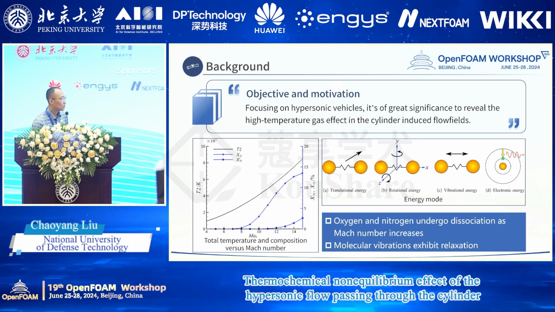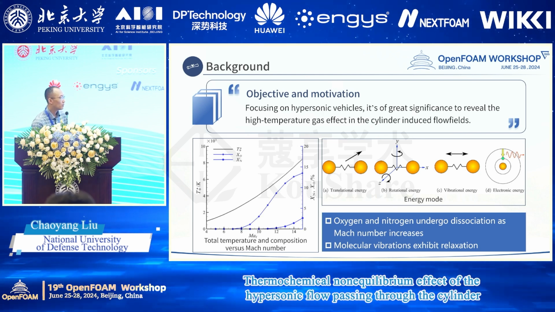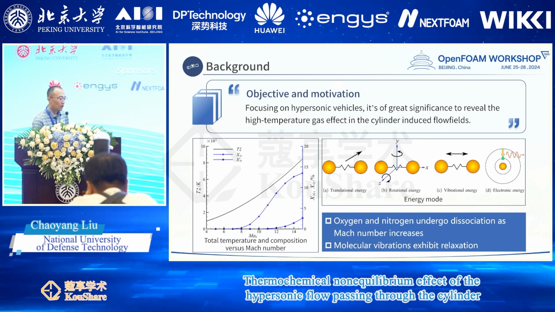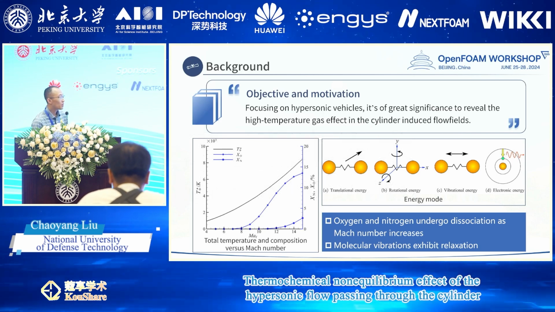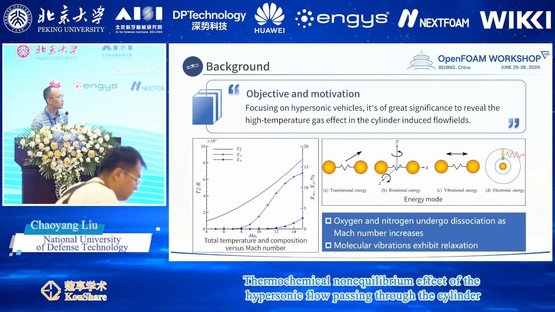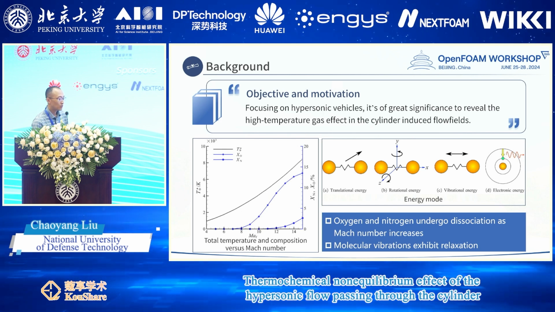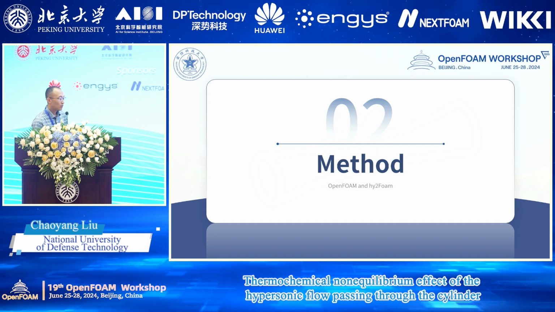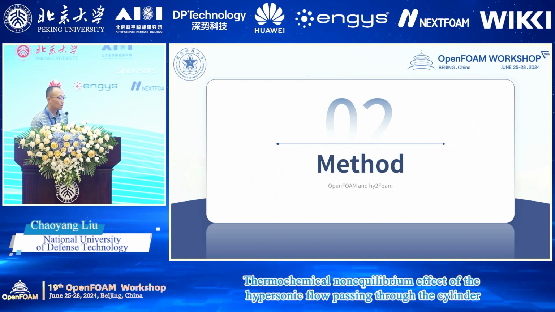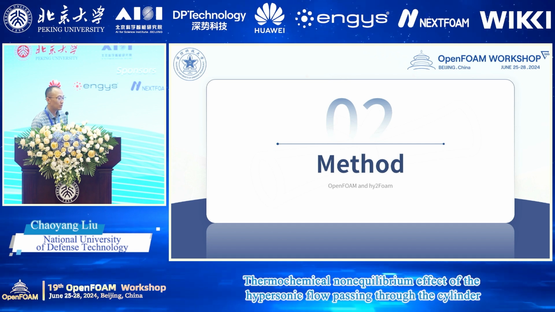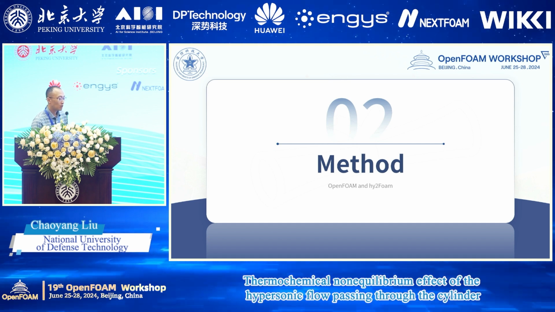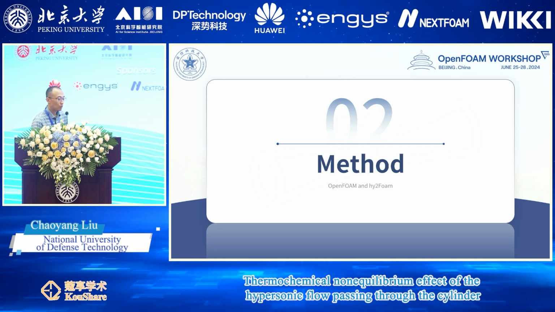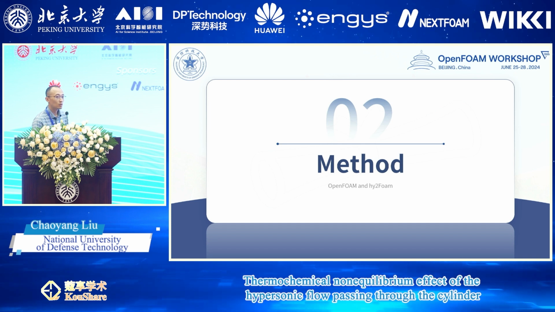Oxygen and nitrogen undergo dissociation as Mach number increases, and molecular vibrations exhibit relaxation. Due to the limitations in the experimental level and the cost, it is necessary to conduct in-depth research on hypersonic non-equilibrium using the CFD method. Considering the cost of flight and ground experiments, only limited information can be obtained. With the development of computers, it is feasible to use numerical simulation to study the mechanism of hypersonic flows.